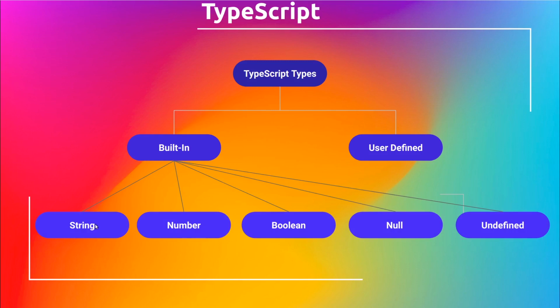The first one is string, which is used to store or represent text. The number type is used to represent the numbers. Boolean type is used to represent the Boolean values like true and false. The null and undefined actually look similar, but they are not.